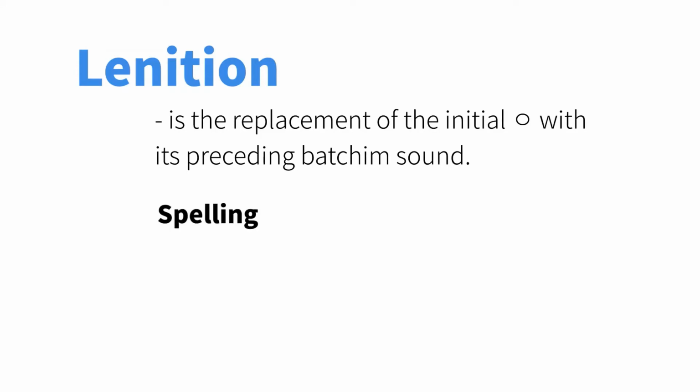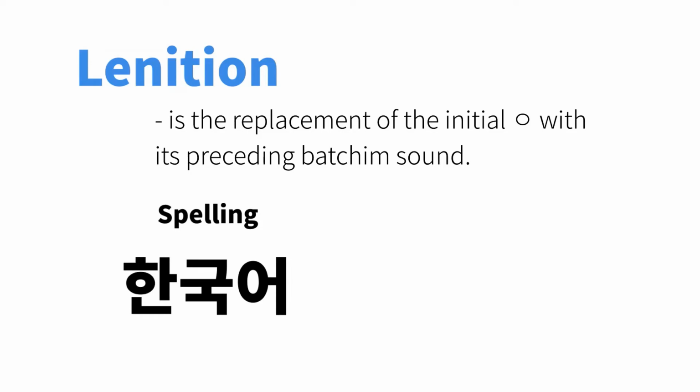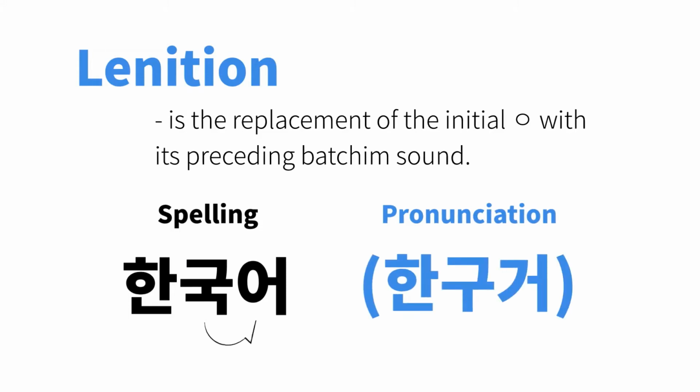For example, we have the word 한국어, which means the Korean language. While we spell it as 한국어, we do not pronounce it the same way. We pronounce it as 한구거. We replace the iang with the Batchim kiok. This way it sounds more comfortable and not awkward.